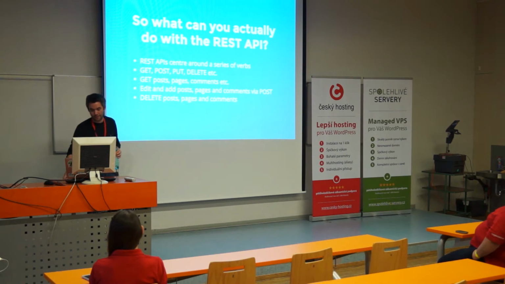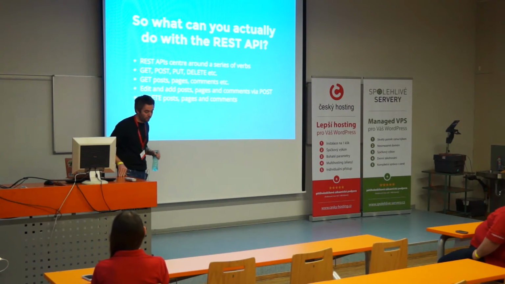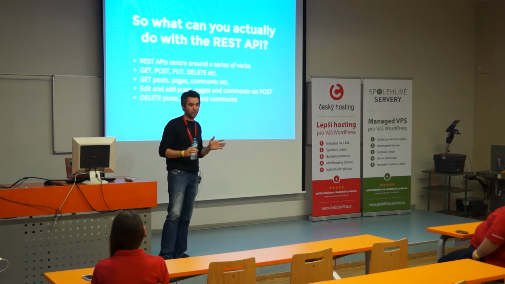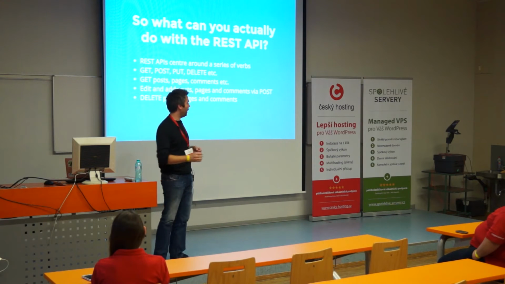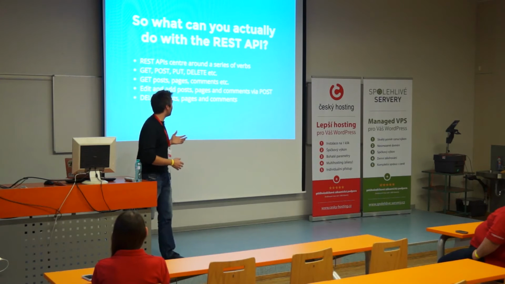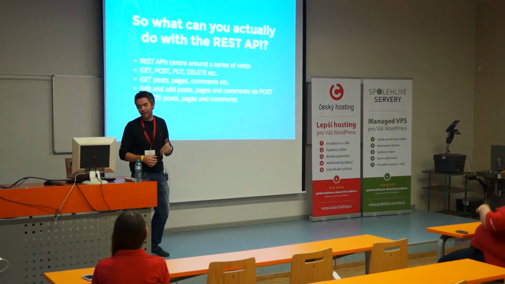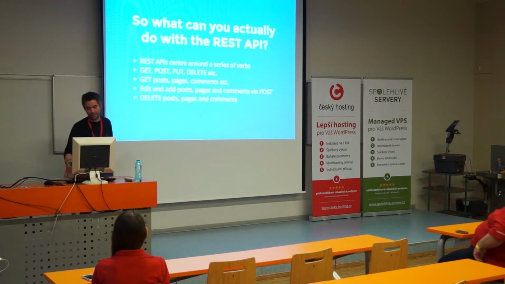So that's that. So what can you actually do with the REST API? There is more to this, and someone who's an expert in REST APIs would point that out right now. But essentially, a REST API centers around a series of verbs. The most common verbs that most of us would deal with are get, post, put, and delete. They're kind of obvious. Get posts, pages, comments, etc. Edit and add posts and pages and comments via post or put. And delete posts, pages, and comments. And they match up to the HTTP requests as well.